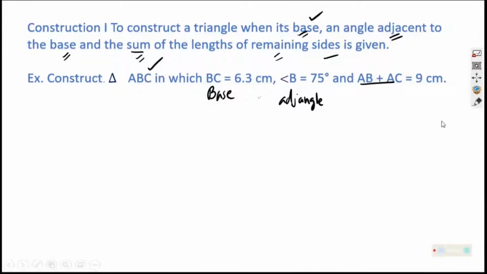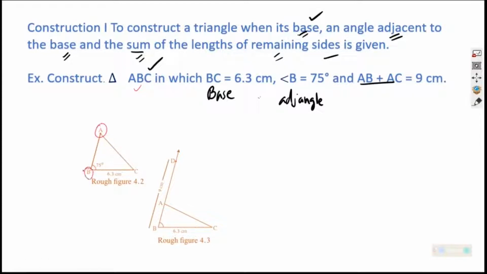A rough diagram is a must for every construction, so that we get an idea about how it works. This is from your textbook, so I am just copying it. Here is a rough diagram. In it you can see the rough diagram of triangle ABC. Now the second part: angle 75 degrees is marked and the base is 6.3 centimeters, that is also written.